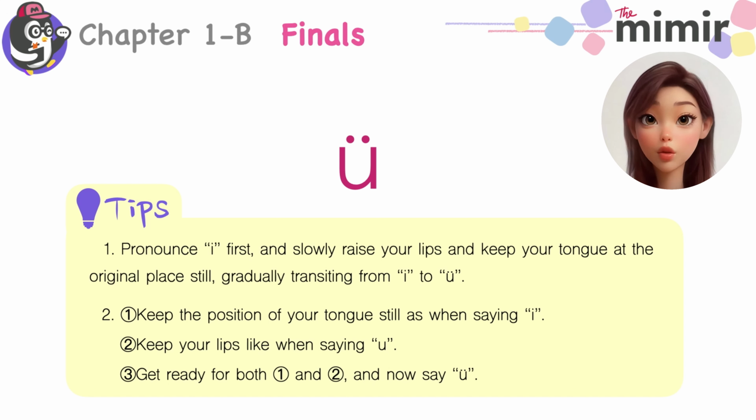There's another way to pronounce ü. Step 1. Keep the position of your tongue as when you say e and don't move. Step 2. Keep your lips like when you are saying wu. And now get ready for both of the 2 parts. Let's say ü. Since the ü does not exist in most of the other languages, it is okay if you cannot pronounce it perfectly for now. Just practice more and you will do it better.